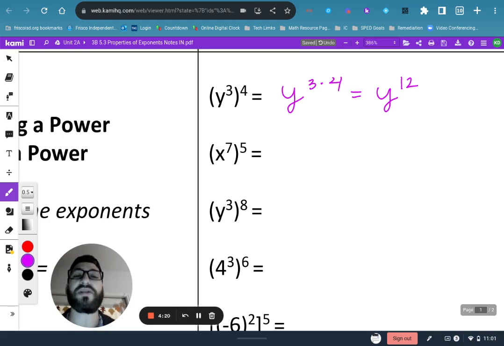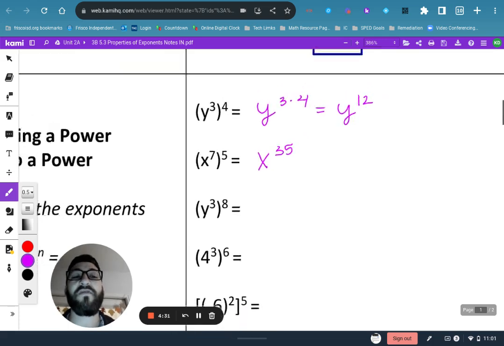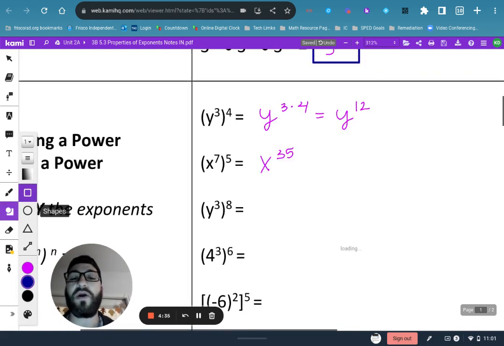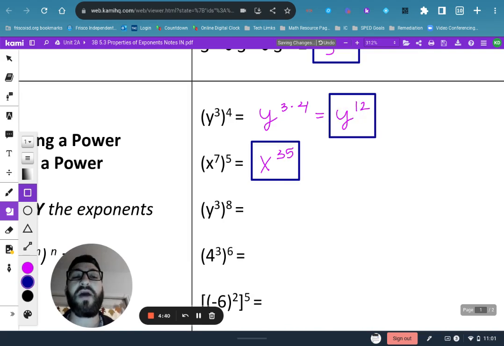I'm going to do one more just to make sure we're on the same page. If I have x to the 7th, parentheses to the 5th, I do 7 times 5, which would be 35. So power to a power, we multiply the powers. If you want to practice these next couple, you can pause the video now.